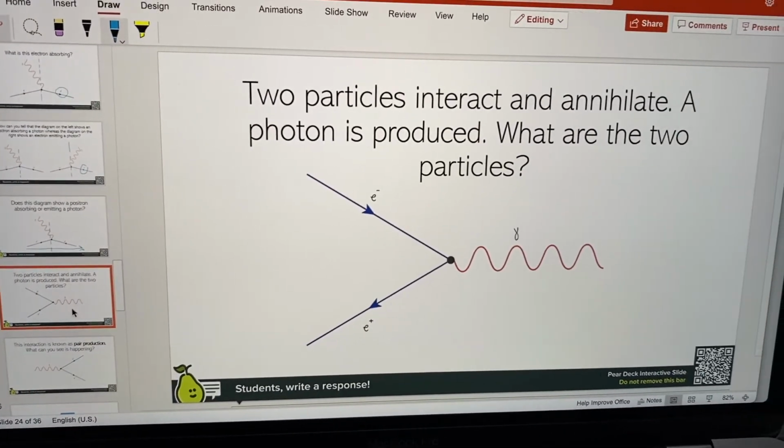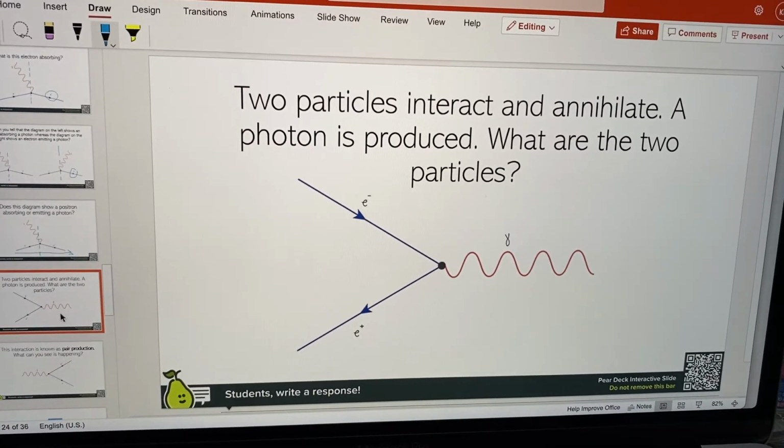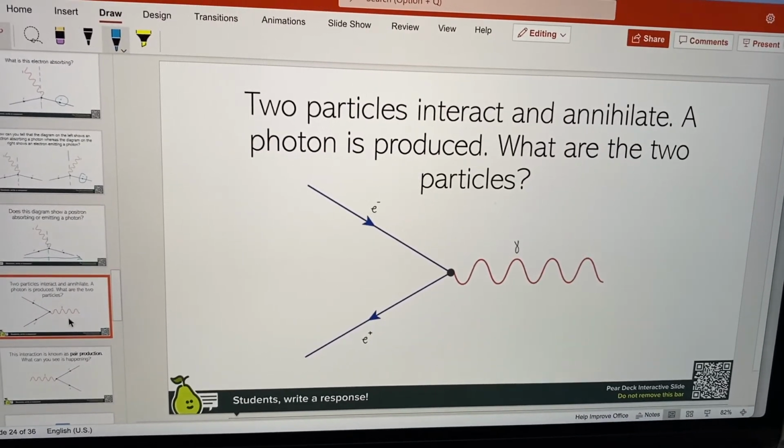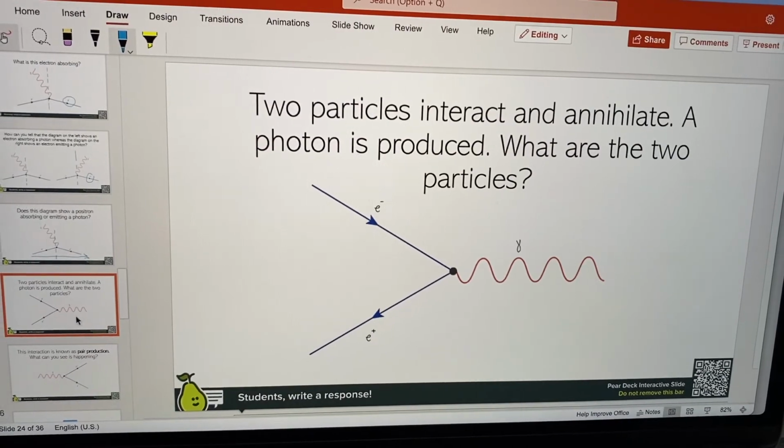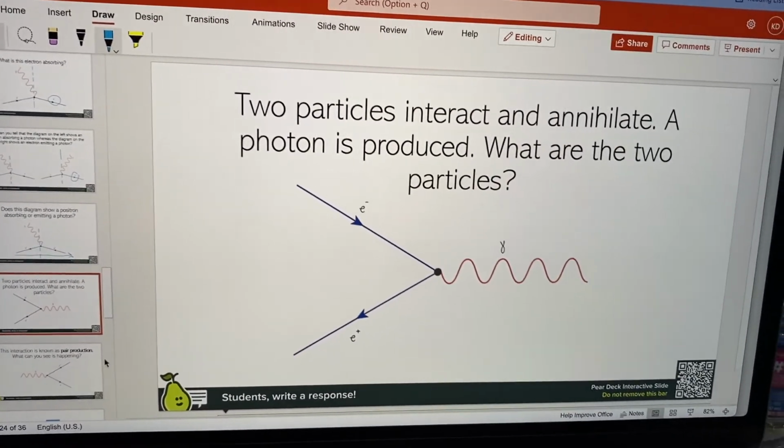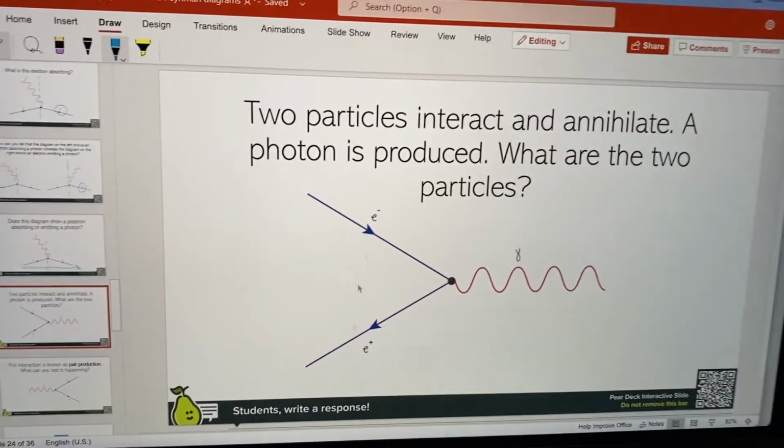Okay, what have we got now? Two particles interact and annihilate. A photon is produced. What are the two particles? Hopefully you've recognised by now that we've got an electron and a positron.